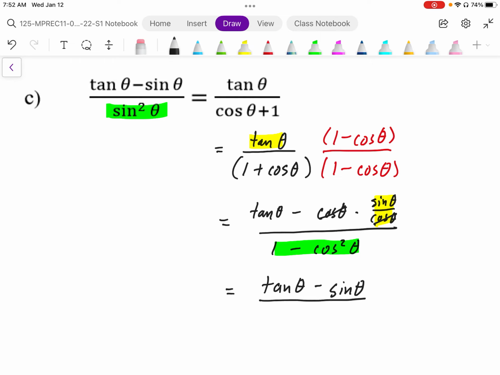In the denominator, the 1 minus cos squared, I'm going to use a Pythagorean identity and convert that to sine squared. So that's my Pythagorean identity. I now have the left side equals the right side. I've proven that identity.